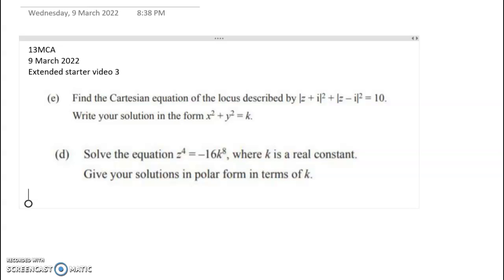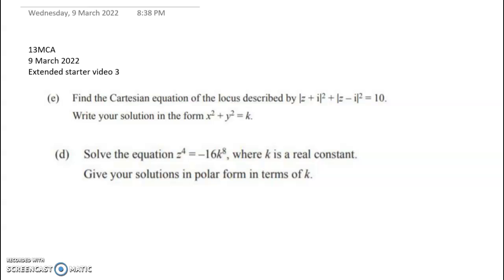Here are two questions from class today from the long starter sheet. Both of these are out of the 2020 paper. The first one is a locus problem, and because we're just starting out on loci, I'm going to go really slowly through this one. This is an excellence question.